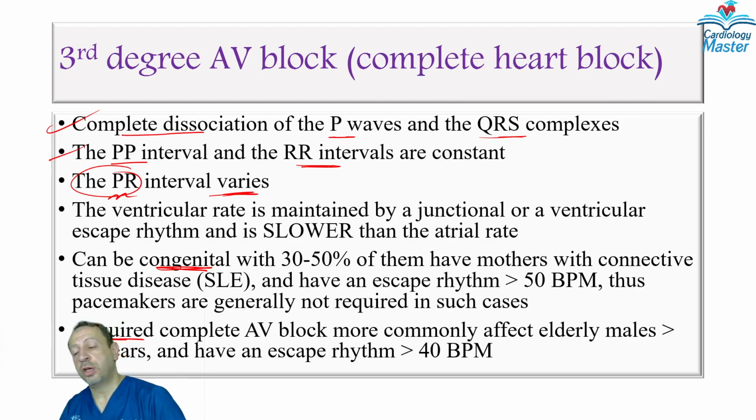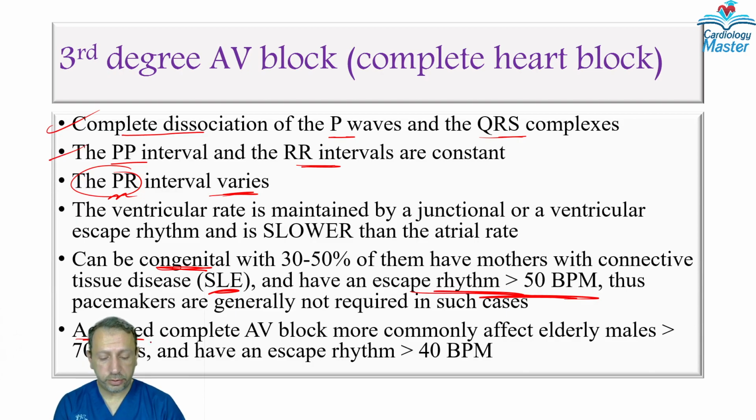Congenital causes usually arise in kids of mothers who have autoimmune connective tissue disorders like systemic lupus erythematosus, and the escape rhythm in those congenital conditions of complete heart block is usually well tolerated. So the child can live, he has no symptoms, he is well tolerating his complete heart block even into adulthood, as the escape rhythm is usually more than 50 beats per minute.